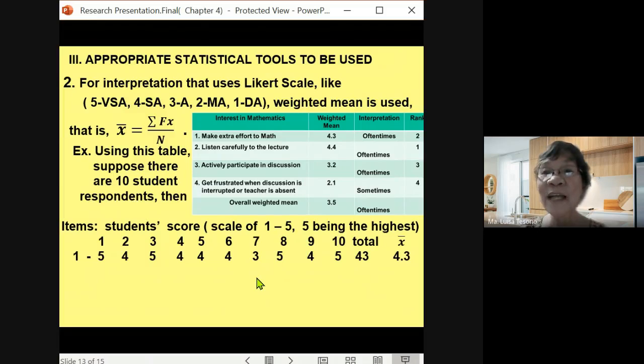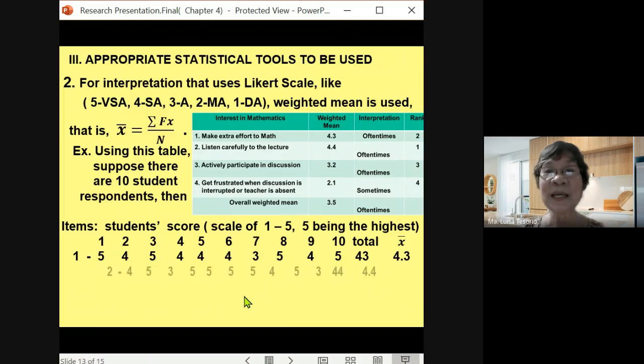Then we divide 43 by 10 because there are 10 students. And 43 divided by 10 is 4.3. This 4.3 is the weighted mean. And if we look back on the table, that is the weighted mean for item 1. Make extra effort to math.